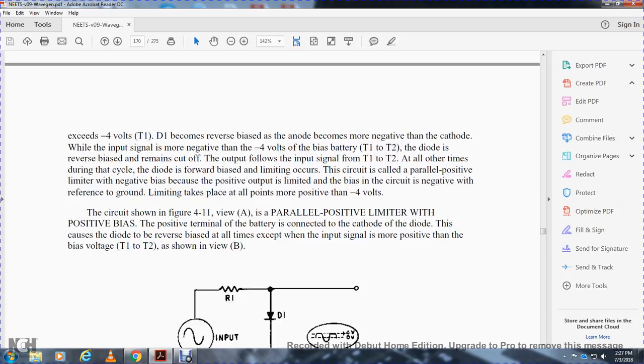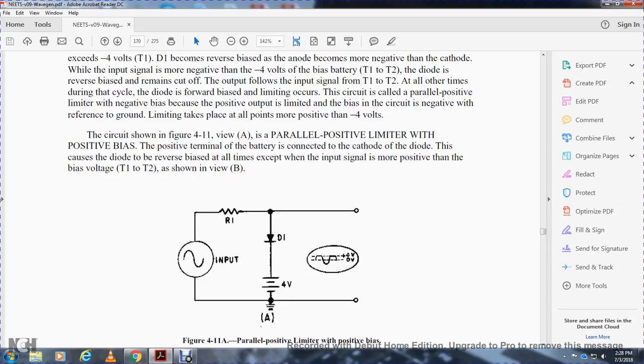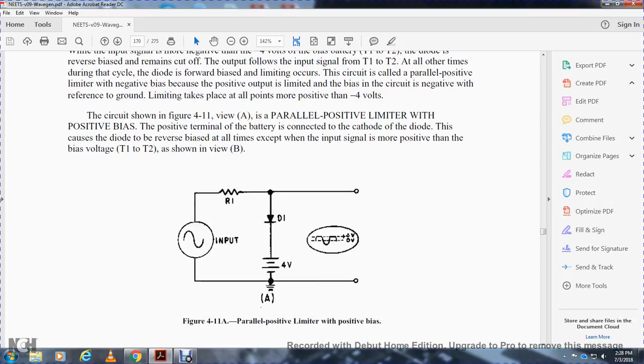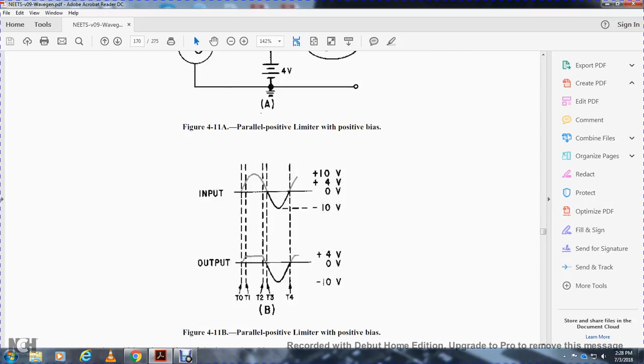The circuit shown in Figure 4-11 view A is a parallel positive limiter with a positive bias. The positive terminal of the battery is connected to the cathode of the diode, so the diode will be reverse biased at all times except for input signals more positive than the bias voltage, from time interval 1 to 2, as shown in view B. Figure 4-11A shows a parallel positive limiter with a positive bias: resistor R1, diode D1, and a 4-volt bias, with 0 volts and positive voltage, also input.